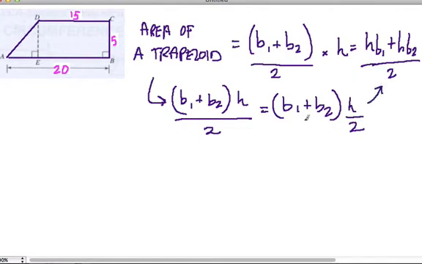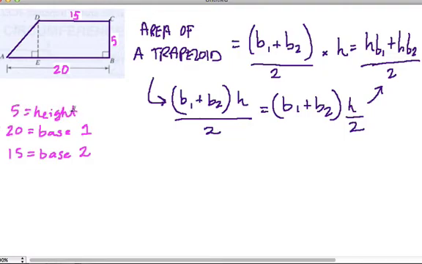But here, we're given everything we need, because we can think of 20 as base 1, and we can think of 15 as base 2. And we can reverse that, it's commutable because we're adding those two, and that order can be reversed. And 5 is equal to the height. What's important to recognize is that you only have a height here because of the right angle. It crosses at a 90-degree angle, so it's a vertical line.